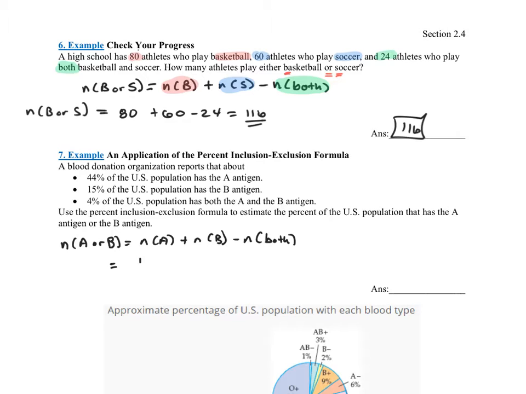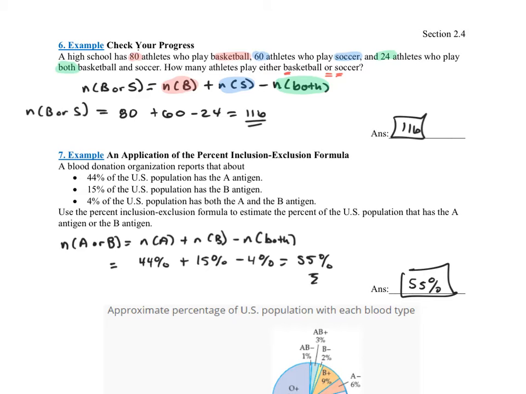So the number in A was 44%, plus the number in B was 15%, minus the number in both was 4%. And so if you look at it and you have 44 plus 15 minus 4, that's giving me a total of 55%, my final answer.